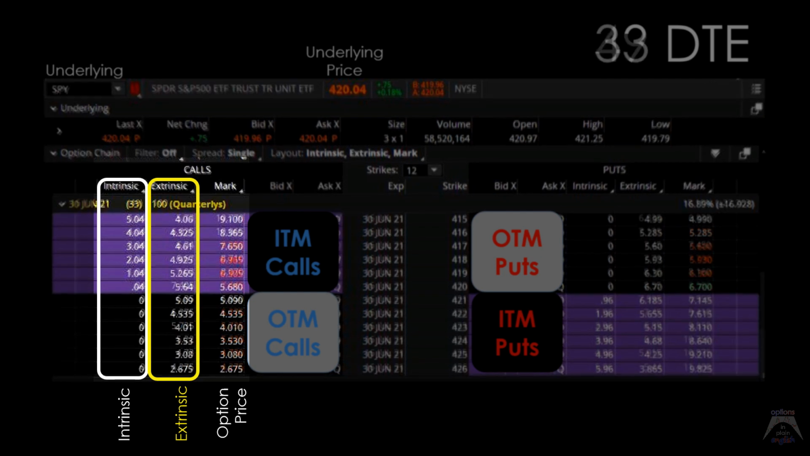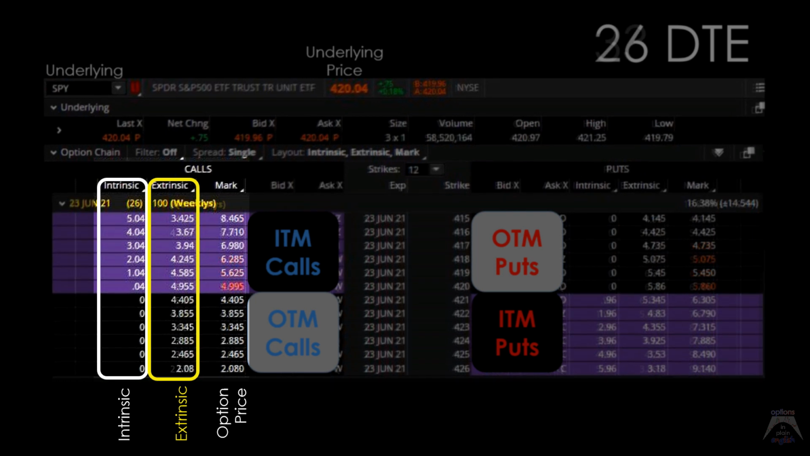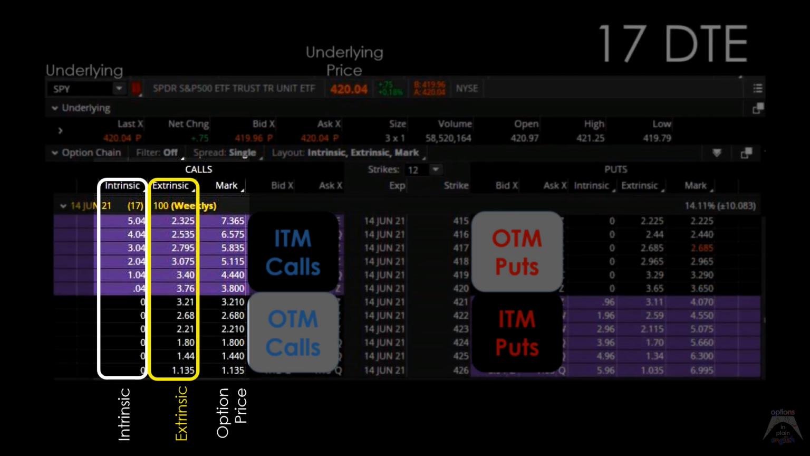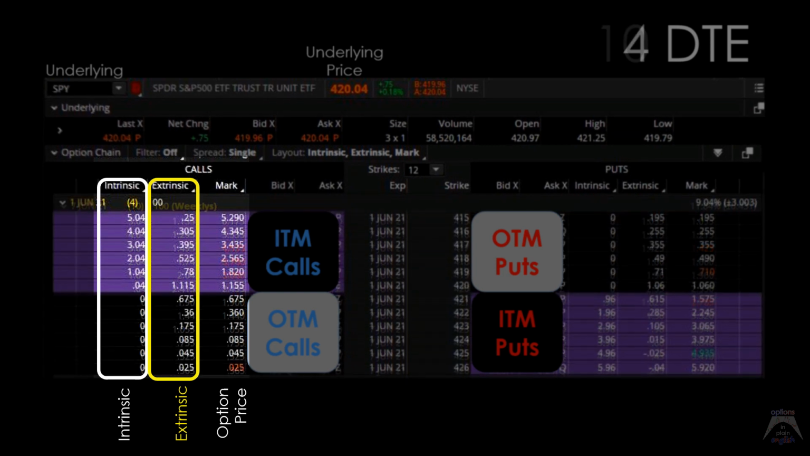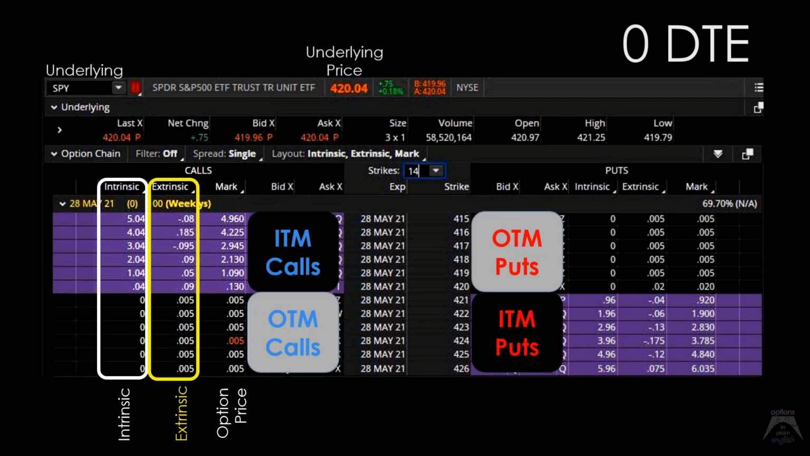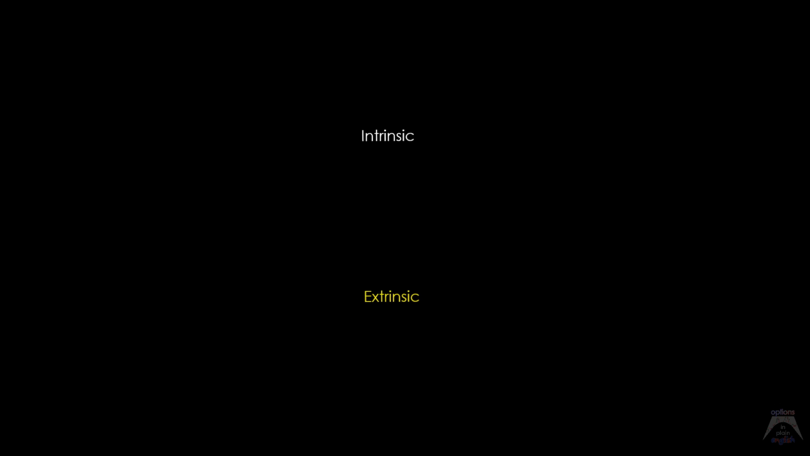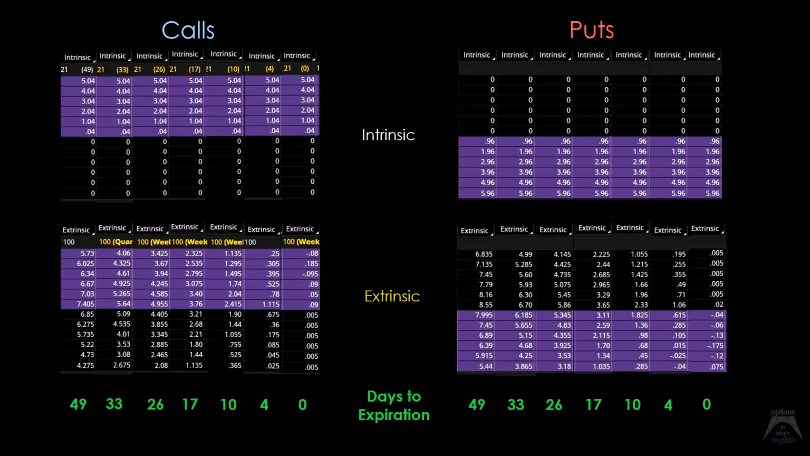We can see now 33 days to expiration with the same intrinsic value as the ones for 49 days to expiration, but with a lower extrinsic value because of less time to expiration. Same with 26, 17, 10, 4, and 0 days to expiration. We can see here that if we isolate intrinsic and extrinsic values for calls and puts with different days to expiration, it is clear that intrinsic value does not change based on time remaining before expiration, whereas extrinsic value does.